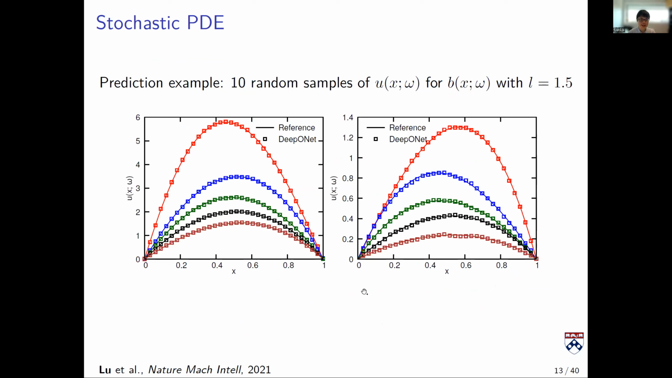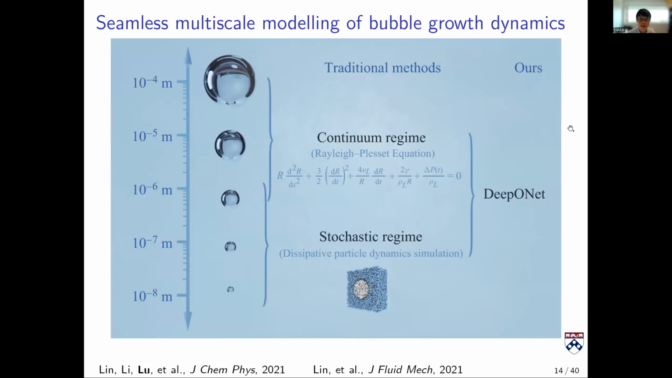After the training, this is one testing case. During testing, every B is a stochastic process, and then U is another stochastic process. Here I just plot the prediction for the same input B, but for 10 different realizations of the stochastic process U. So we can have a good prediction. Okay, this is the stochastic PDE case.